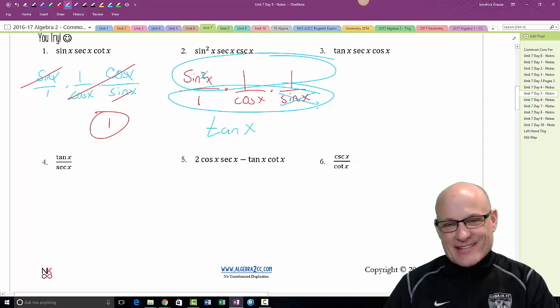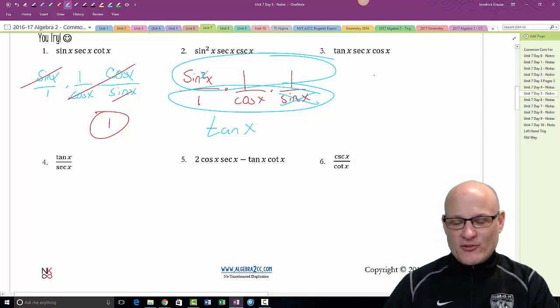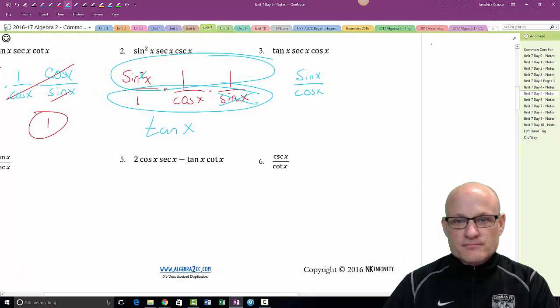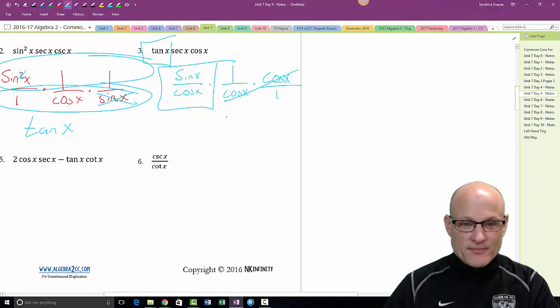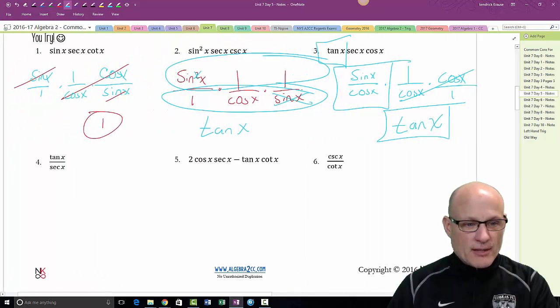Now, you don't have to write it as sine over cosine, then write tangent x if you see it. All right, tangent is sine over cosine. Secant is 1 over cosine. And then this is just cosine over 1. These cancel. Really leaves me this, which is just tangent. So that's really just tangent x. Kind of a dumb problem.